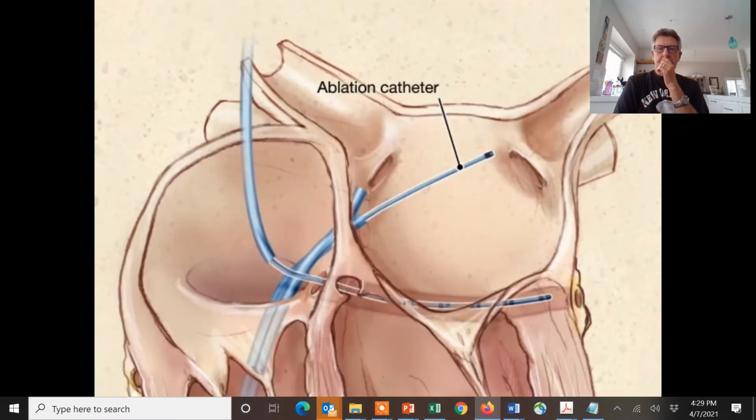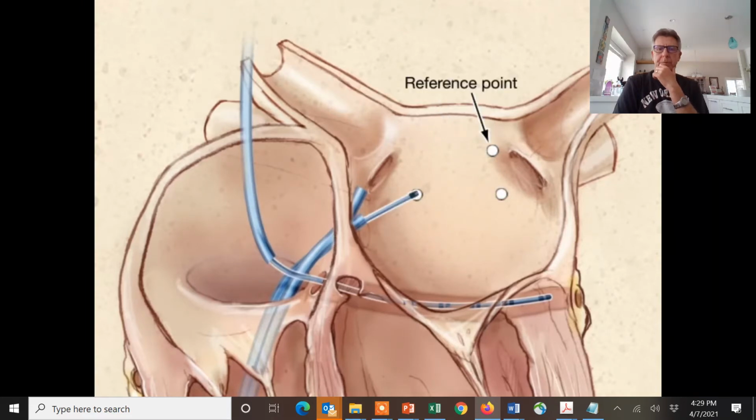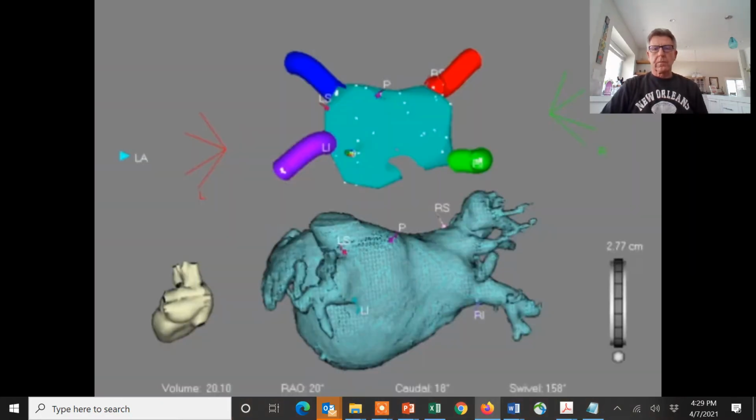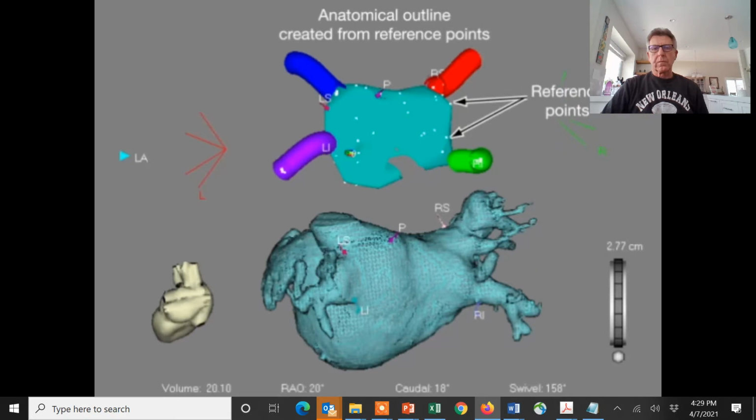An ablation catheter is introduced and used to tag a series of anatomical reference points on the posterior left atrium and the pulmonary veins proper. These points together create a basic anatomical outline that is then used to register the true anatomical position of the catheter within the 3-dimensional reconstruction generated from the patient's CT data.